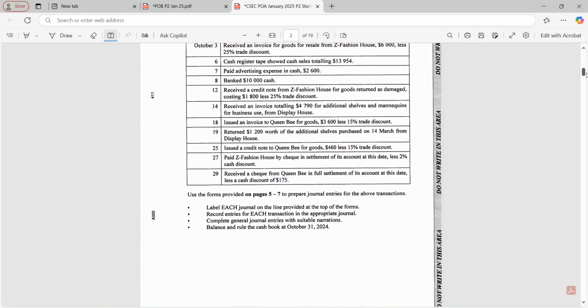We move on to the 25th of October. We issued a credit note to Queen Bee for goods, $460 less 15% trade discount. What is 15% of $460? And then subtract that from $460.